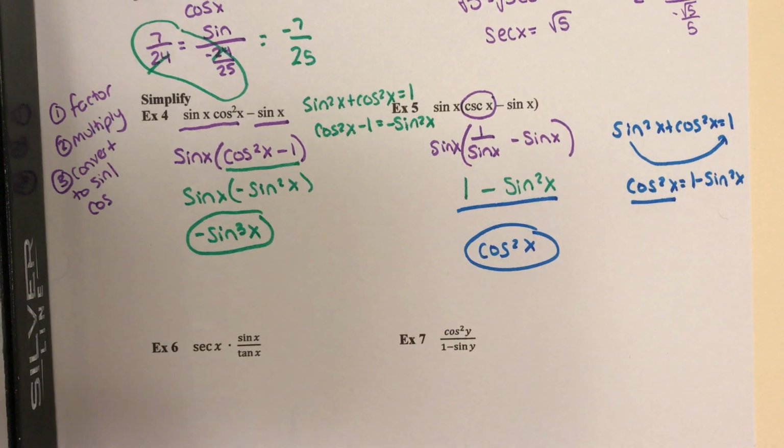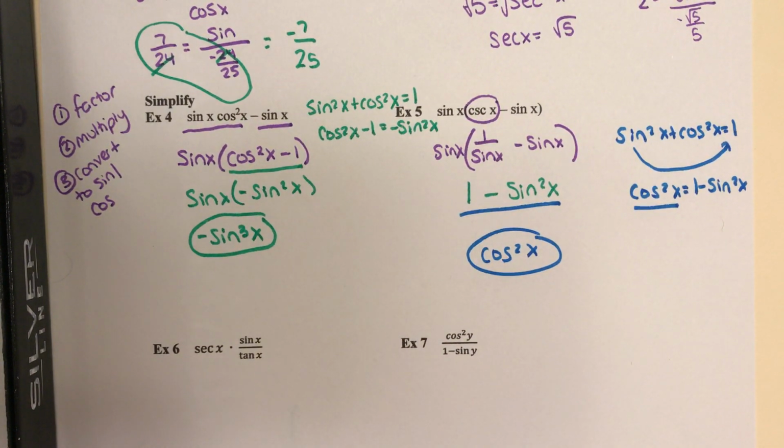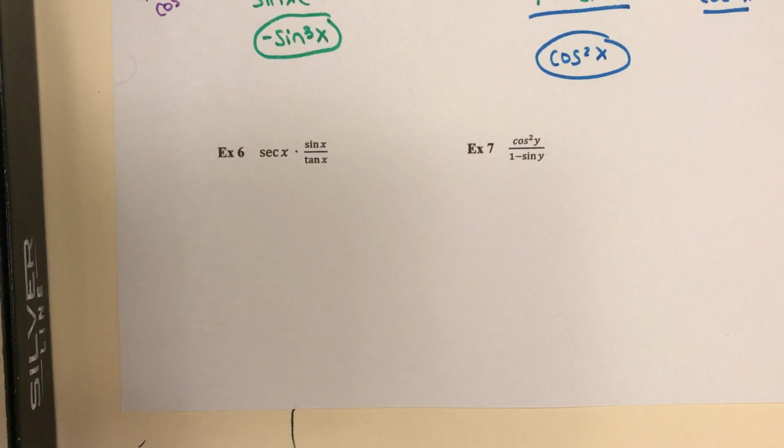So your goal when you simplify is to get down to one term or one trig function. So we've got both here. We've got one term and one trig function. Okay, let's go to number 6. So 6, I can't factor anything, so technically that's one term because we're multiplying.